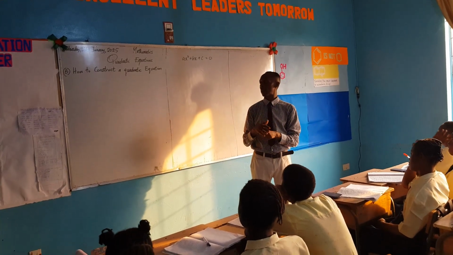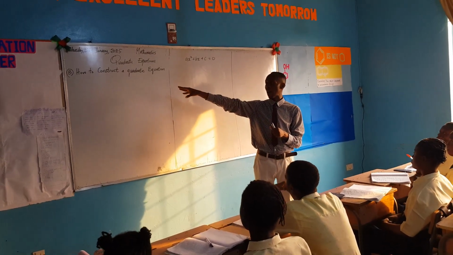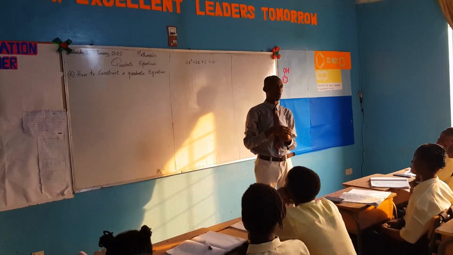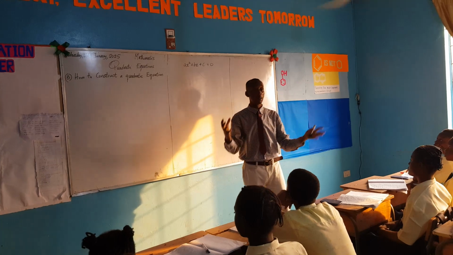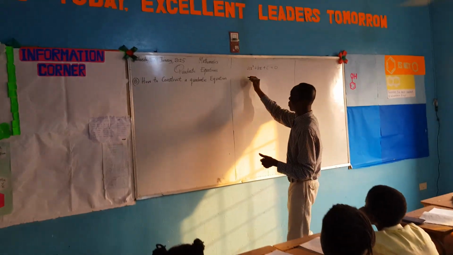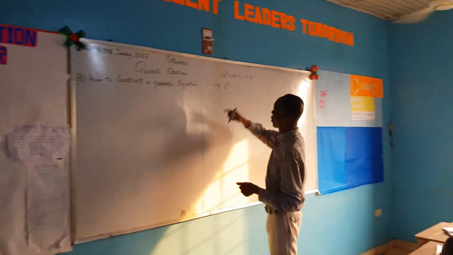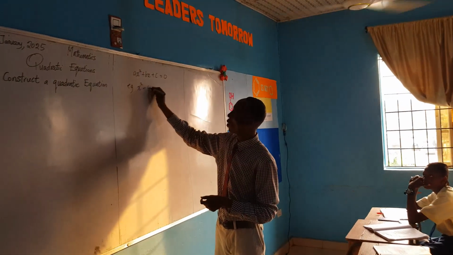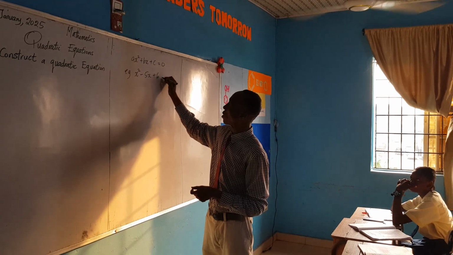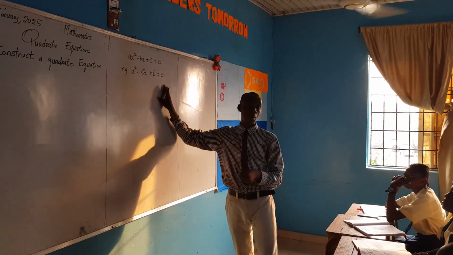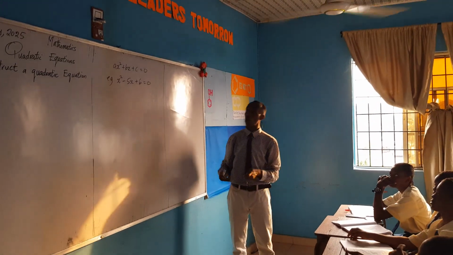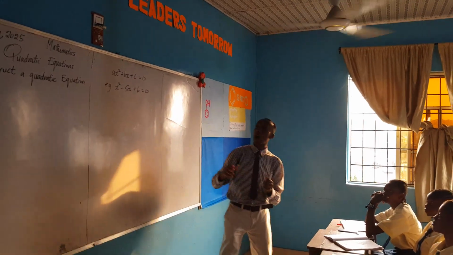Now the next aspect, the big aspect I want to deal with, is how do we construct a quadratic equation? How do we form it? Now this is a live example of a quadratic equation: x squared minus 5x plus 6 equal to 0. This is a live example of a quadratic equation. Now, how can we form this?